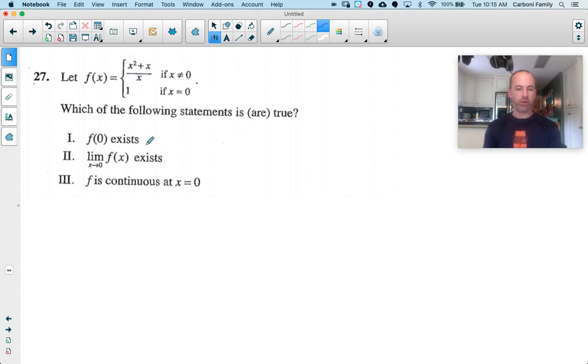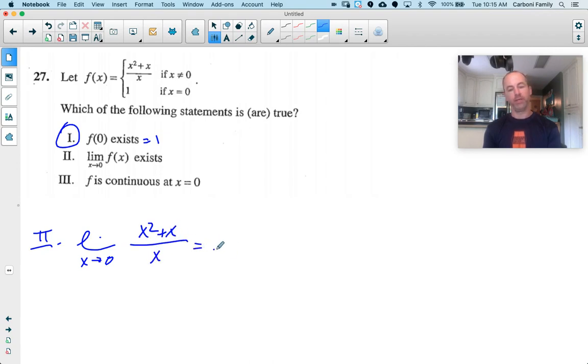So f of 0 is 1. That's given, so that's true. Does the limit exist? Okay, so for option 2, limit as x approaches 0 of f of x. Now that's going to be around 0, so I'm not concerned about what's happening at 0. I'm going to use this top piece up here for the limit as x approaches 0, and just like the other ones, I could do L'Hopital's, but it would be easier to solve this by factoring.